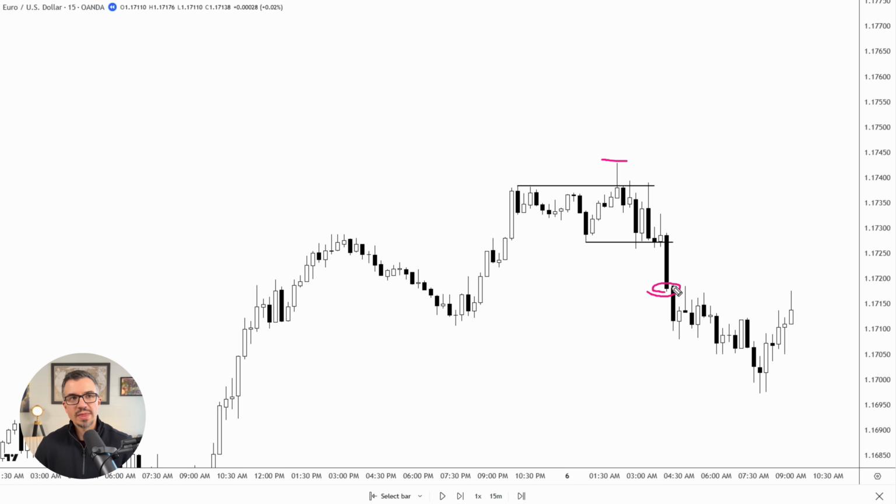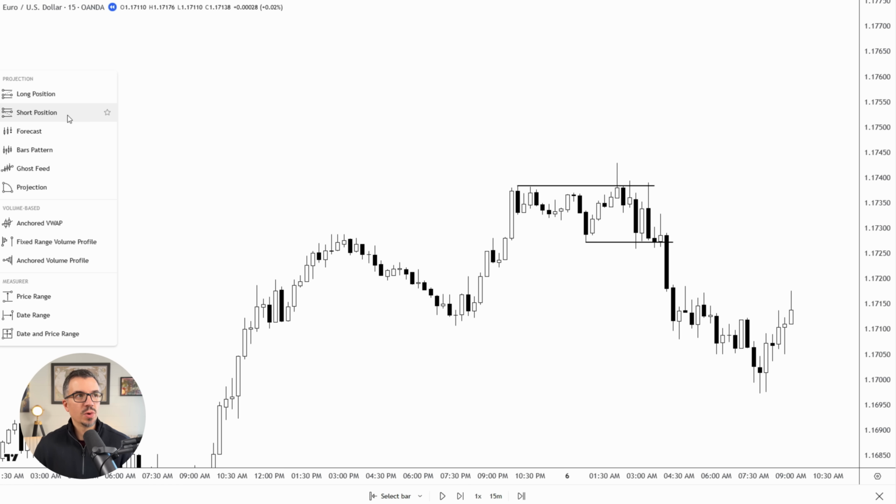Now, once you get this, the only thing that would really negate this is if we came up and took out this high. Now, with that said though, when you are trading these, it doesn't mean that you have to set your stop loss.